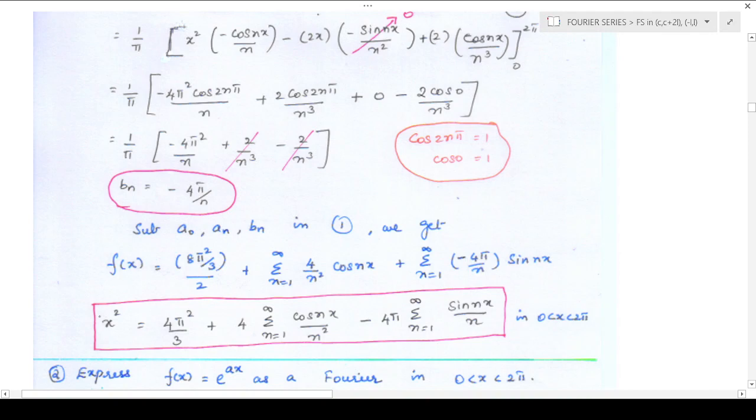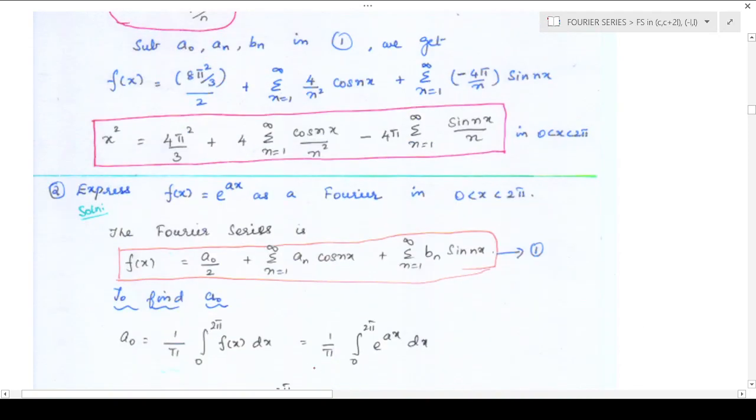Your f of x is x square, children. So x square is expressed in terms of sine and cosine series in the interval 0 to 2 pi. Now next one. Express f of x equal to e power x as a Fourier series in 0 to 2 pi.